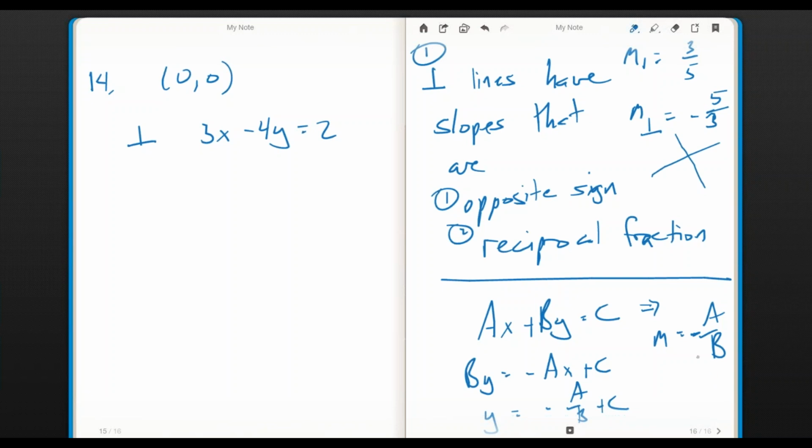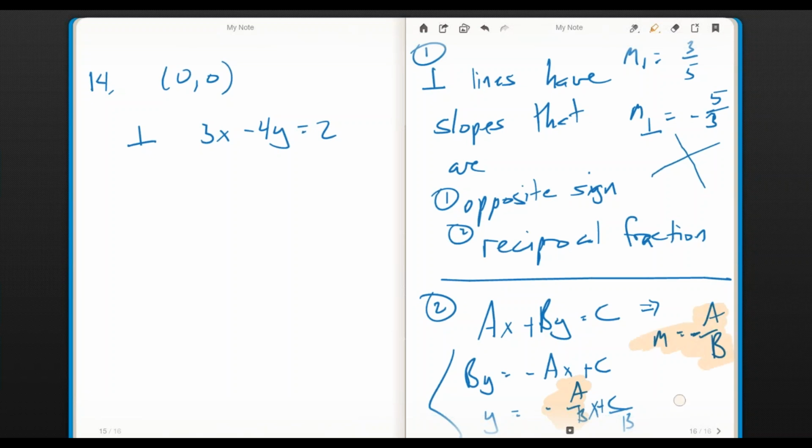Then, the second thing you have to know is that if ax plus by equals c, you could solve for the slope by getting y by itself. This is kind of just a two-step proof. You could subtract ax from both sides. By is equal to negative ax plus c. Divide both sides by b. And the number in front of the x value is your slope. So what that tells me is negative a over b is the slope.